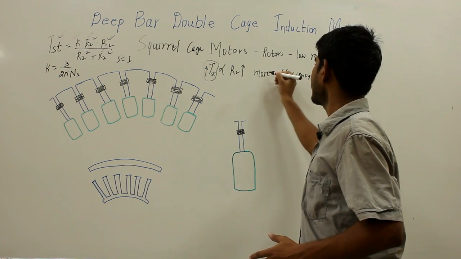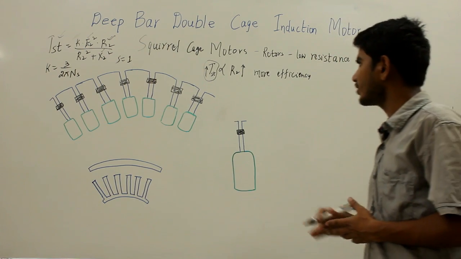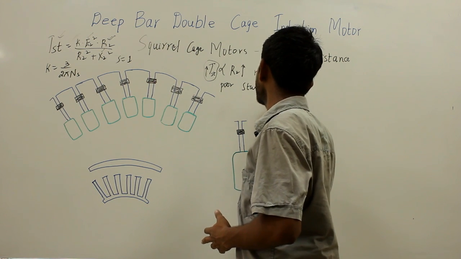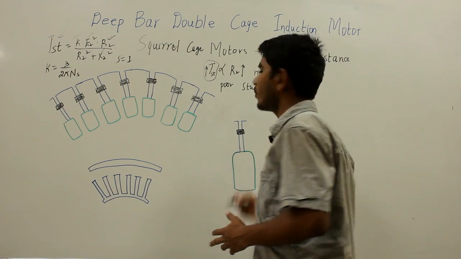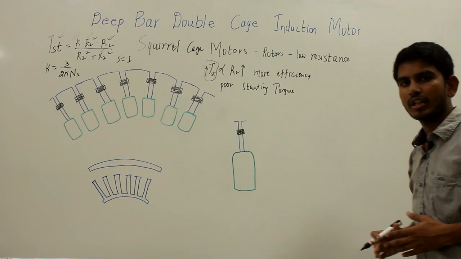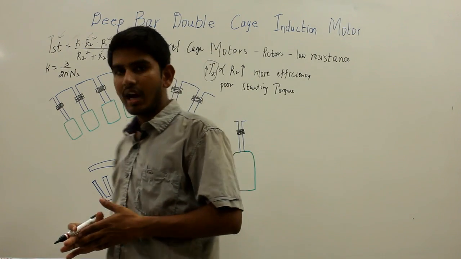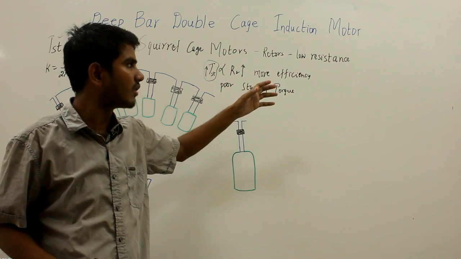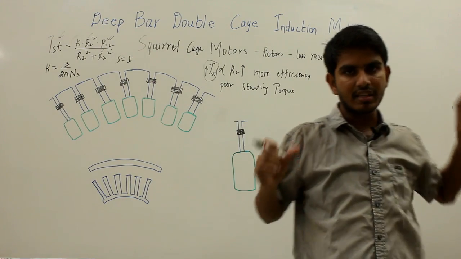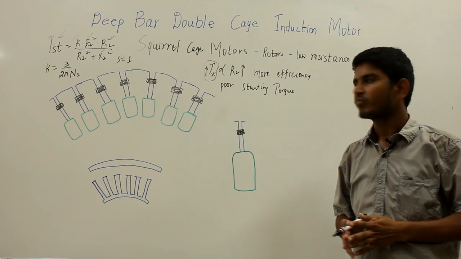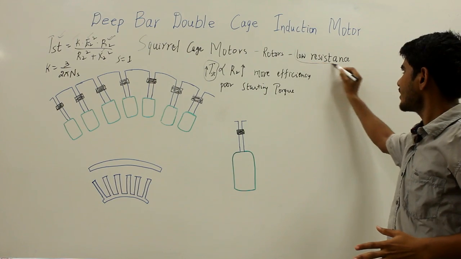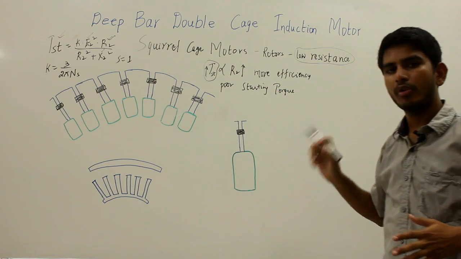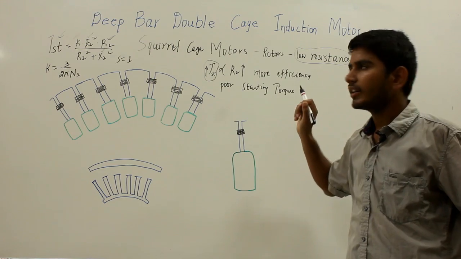Let us understand the reason for the poor starting torque in the squirrel cage induction motor. The rotors are short circuited with the help of end rings, and the rotor bars, made of copper, aluminium or brass, have a very low resistance value. This resistance cannot be varied like in a slip ring induction motor. As this fixed resistance has a low value, it corresponds to a poor starting torque, so we go for the deep bar double cage induction motor.